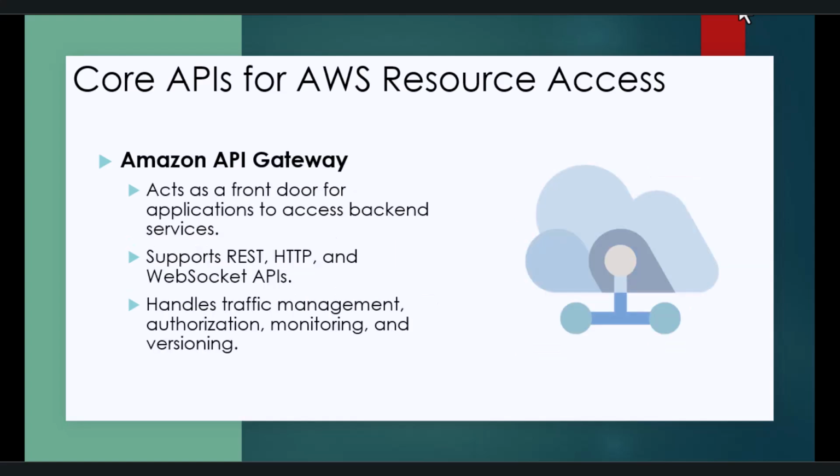There's also the Amazon API Gateway. This acts as a front door for applications to access back-end services. The API Gateway supports REST, HTTP, and WebSocket APIs. In the future, expected to support things like Google's gRPC and GraphQL. The massively scalable API Gateway handles traffic management, authorization, monitoring, and versioning.